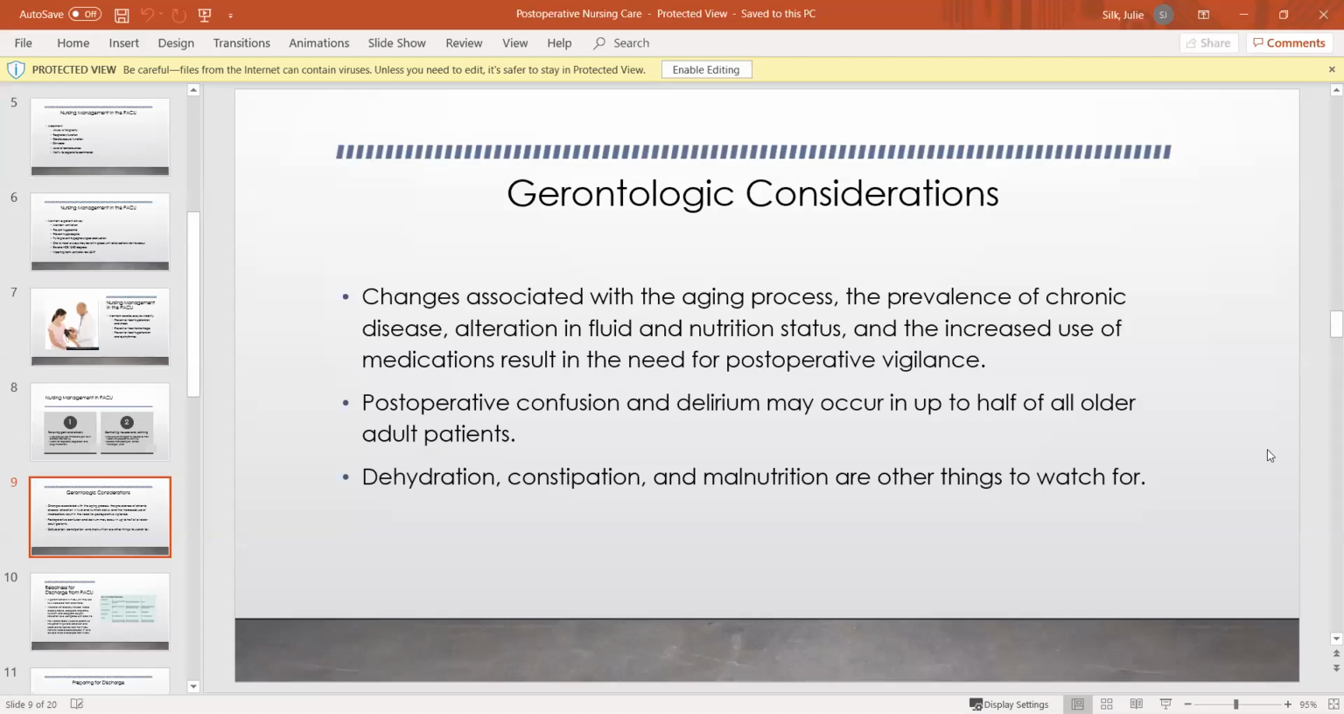Unfortunately, a lot of older adults can get post-op confusion and delirium. And I have on here, it can occur in up to half of all older adult patients. So it can be a lot of people that develop this.